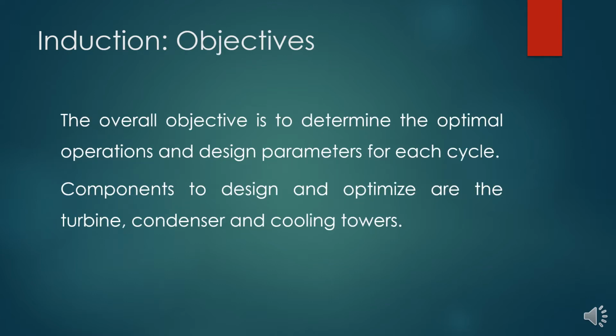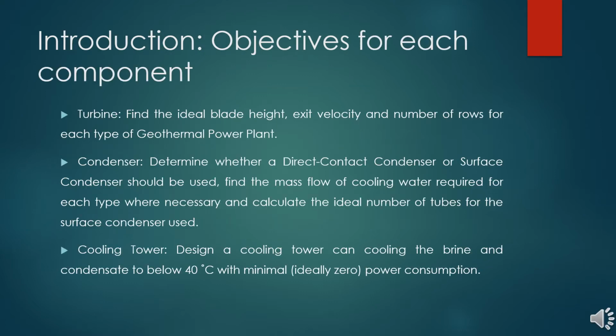The overall objective is to determine the optimal operations and design parameters for each cycle, as well as to design and optimize the turbine, condensers, and cooling towers. The objectives for the turbine are to find the ideal blade height, exit velocity, and number of rows for each type of geothermal power plant.